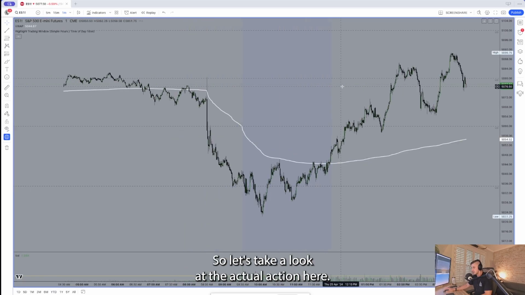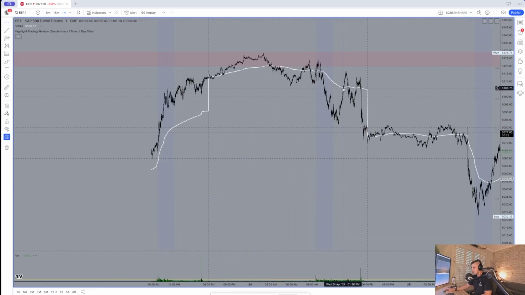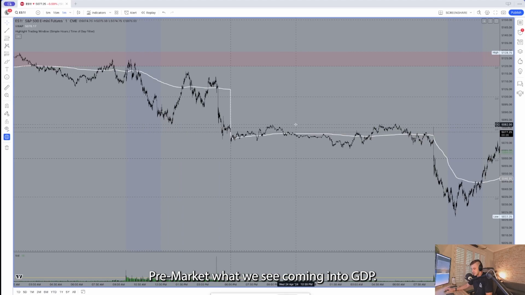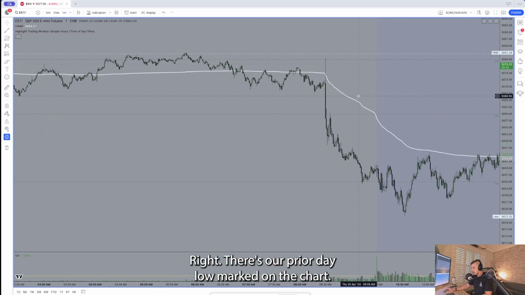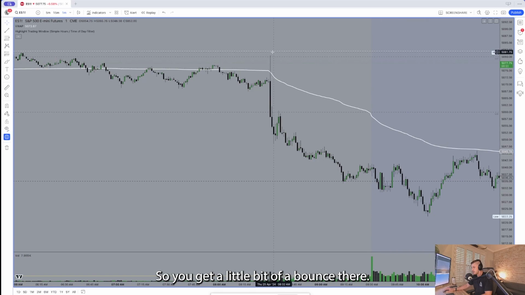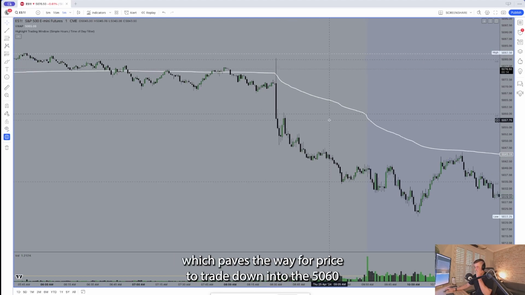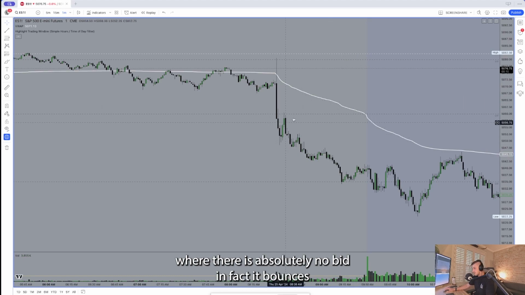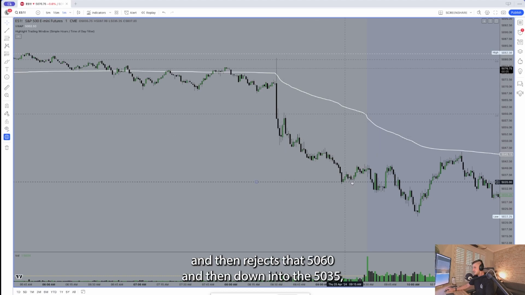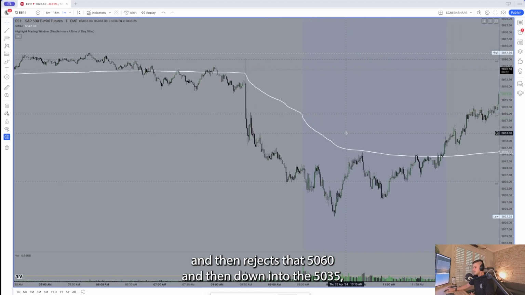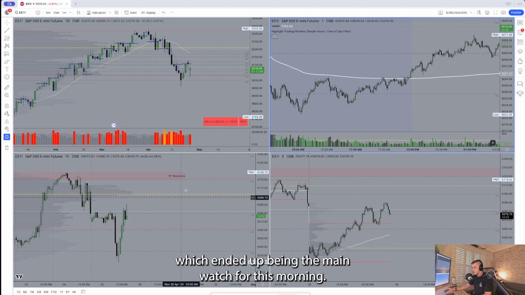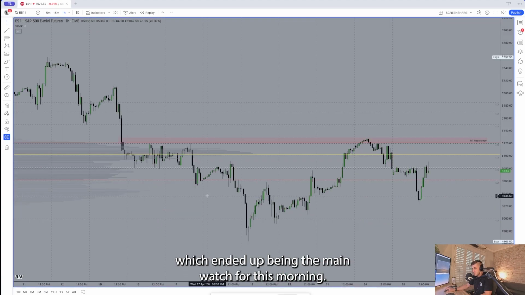So let's take a look at the actual action here. Pre-market, what we see coming into GDP, right? There's our prior day low marked on the chart. So you get a little bit of a bounce there. Price initially trades higher, rejects that 50-80, rejects that prior day low, which paves the way for price to trade down into the 50-60, where there is absolutely no bid. In fact, it bounces and then rejects that 50-60, and then down into the 50-35, which ended up being the main watch for this morning.